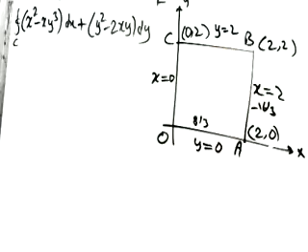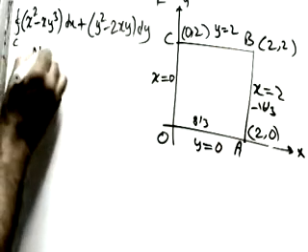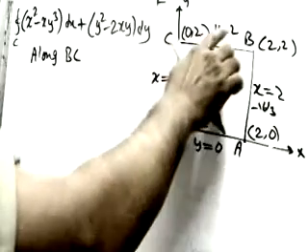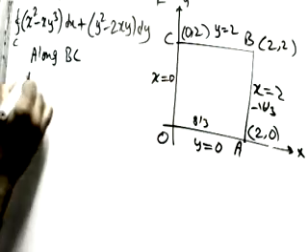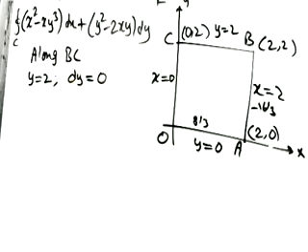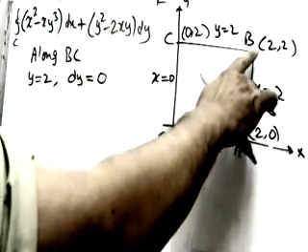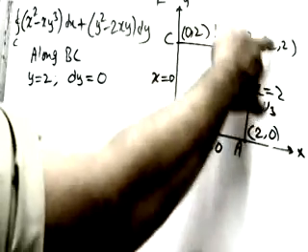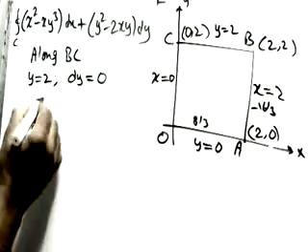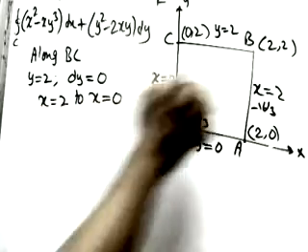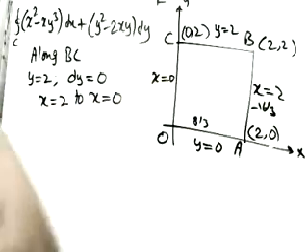Now we finished along OA, AB, then we have to go along BC. Along BC, the equation we have is y equals 2. If you differentiate, dy is constant, 0. Now watch carefully, from here to here x goes from 2 to 0, don't take 0 to 2, we are going anti-clockwise. So x equals 2 to x equals 0.